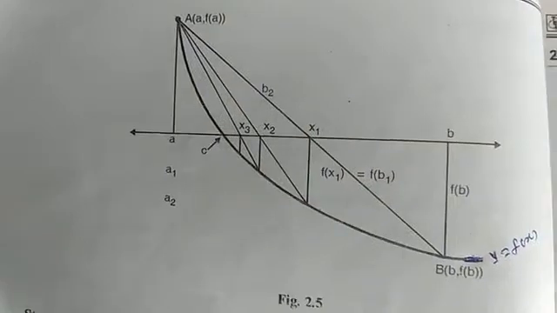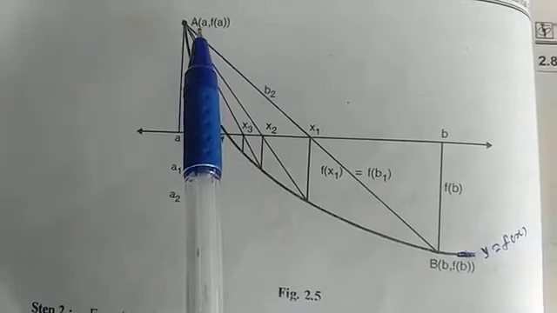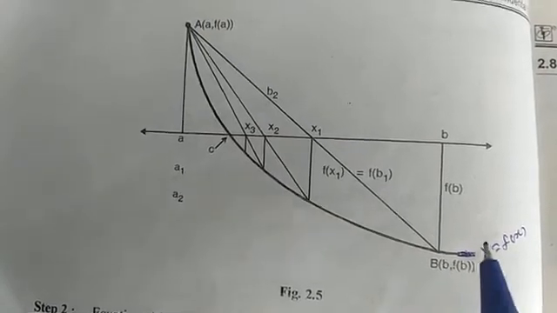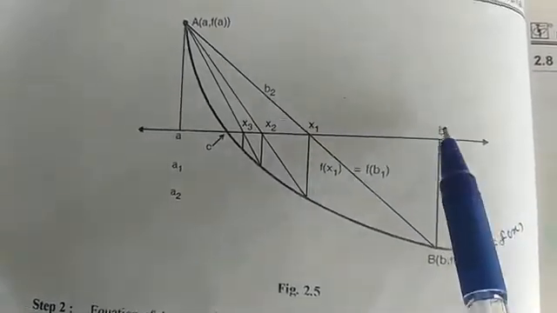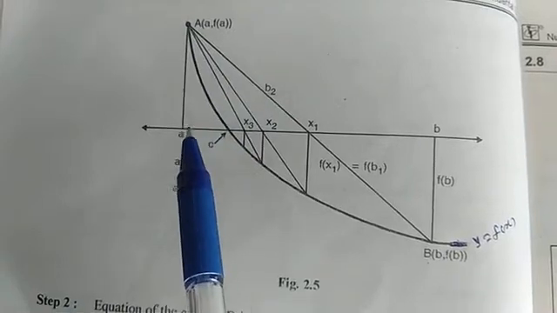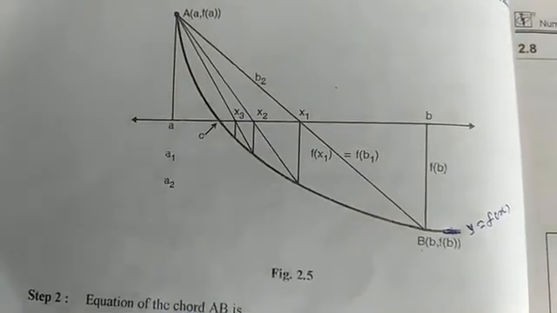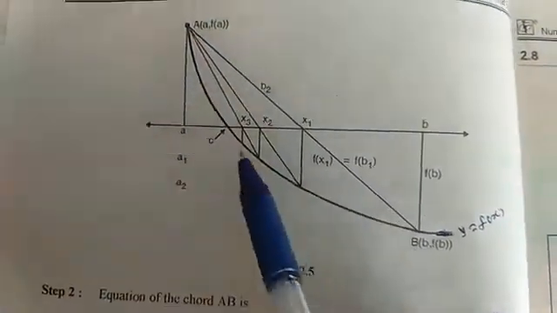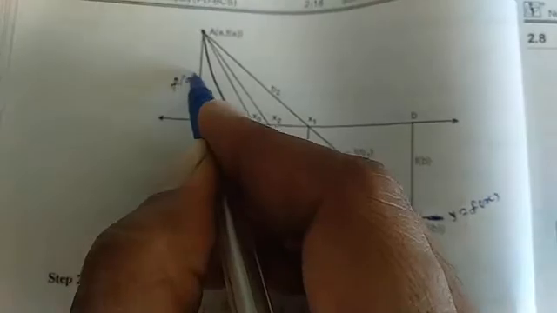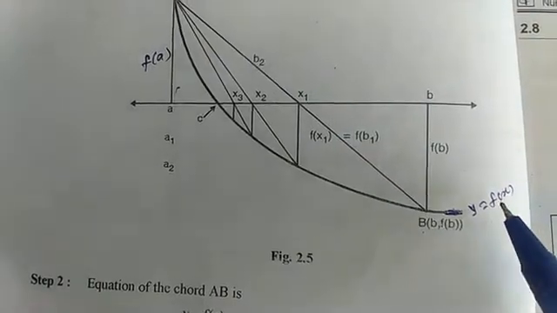Now consider the figure. Here is the figure of the function y is equal to f of x, where A is a point A comma f of A and B is a point B comma f of B. The perpendicular from A has length f of A, and the perpendicular from B has length f of B, and the function is y is equal to f of x.